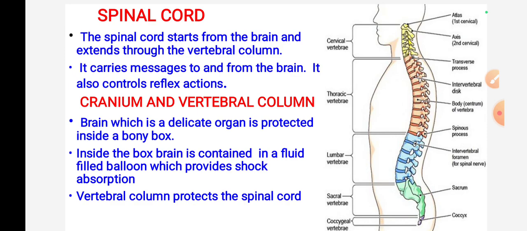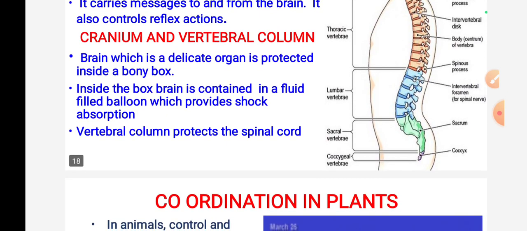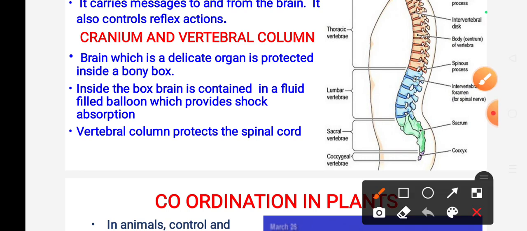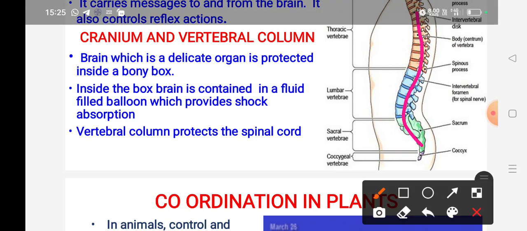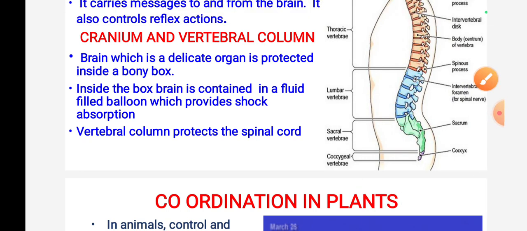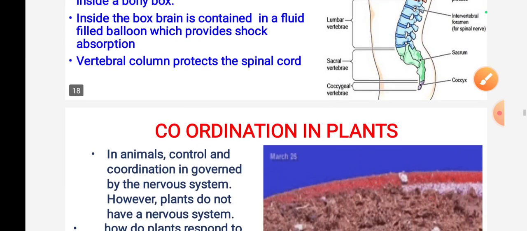The brain, a delicate organ, is protected inside a bony box called the cranium. Inside the box, the brain is contained in a fluid balloon which provides shock absorption. That's the CSF, cerebrospinal fluid, which I already told you about. The vertebral column protects the spinal cord. In between these strong bones of the vertebral column, the spinal cord is there.